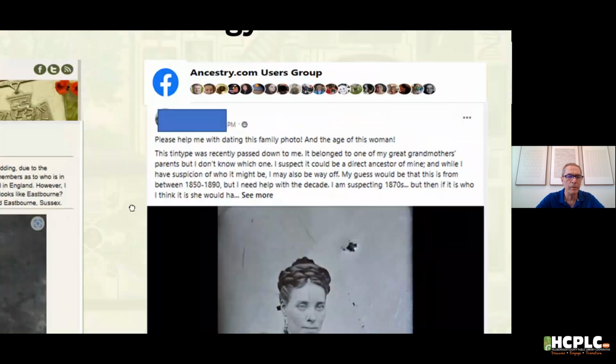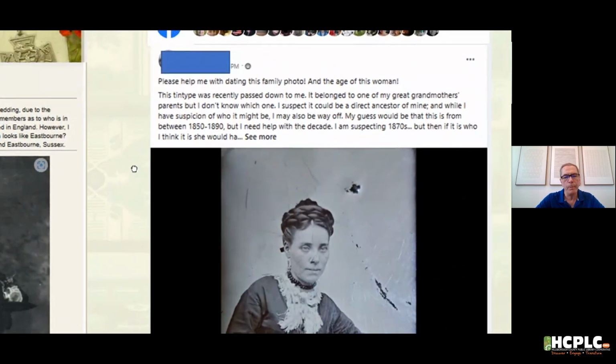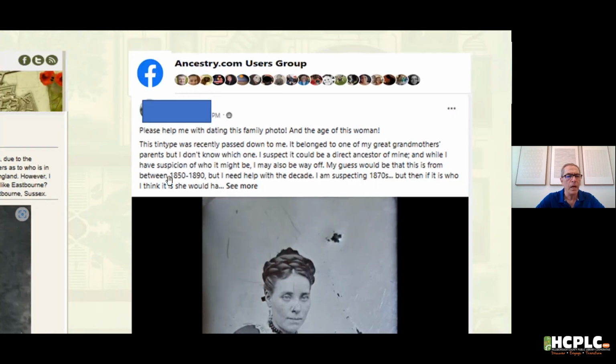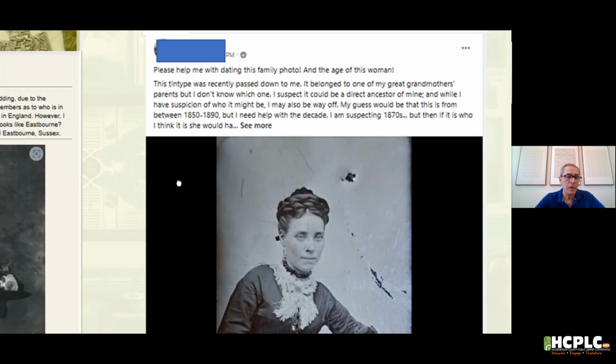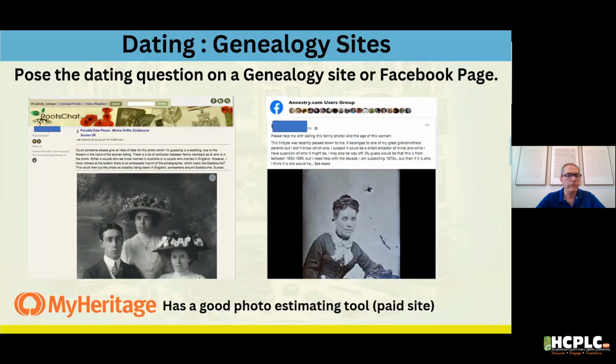Facebook, this is the Ancestry.com users' website. People are often posting photographs up there asking for help. This is a tintype. You'll see lots of scratches and dents on it. And there are also Facebook pages that specialize in dating photographs, either by country or by type of photograph. So if you've got no other information and you're struggling, you can go to any of those sites and give them as much information as you can. But again, remember, once uploaded, it's lost forever.